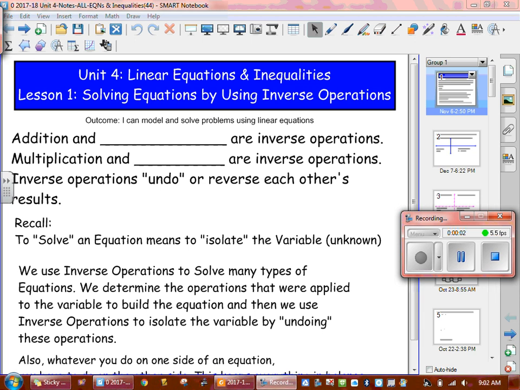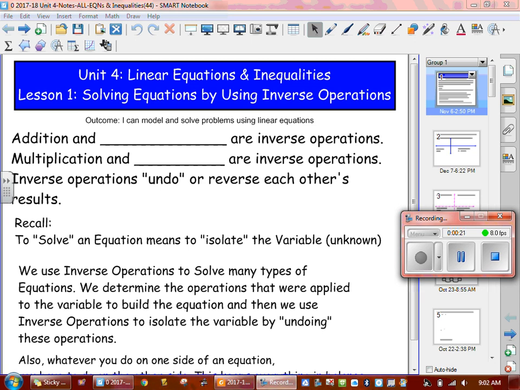Welcome to Unit 4, Linear Equations and Inequalities. We're going to solve by inverse operations. So, filling in the blanks, we can see our outcome first. It says, I can model and solve problems using linear equations. So, linear equations form straight lines. That's what we're talking about.